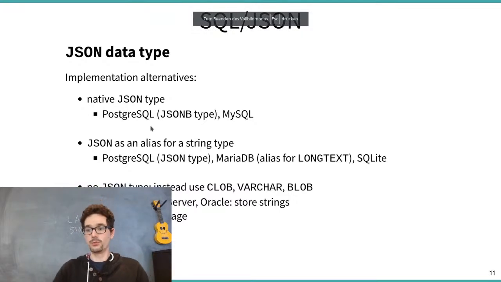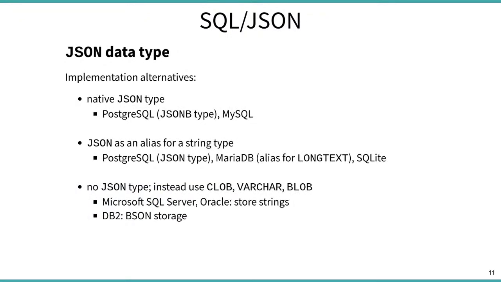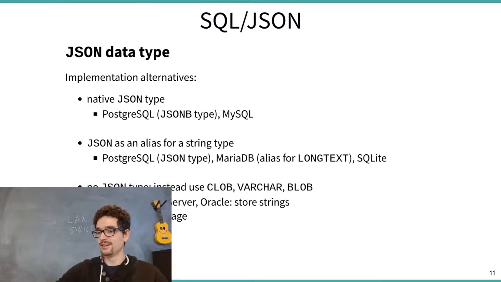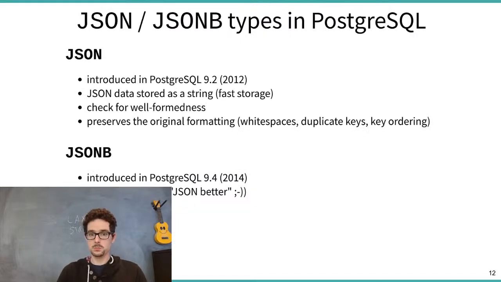Yeah, these are the three alternatives of how different database management systems implement JSON, how they implement JSON storage internally. All of them in this picture have JSON functions. So even if the data is stored as a string, it is possible to query it with built-in functions.